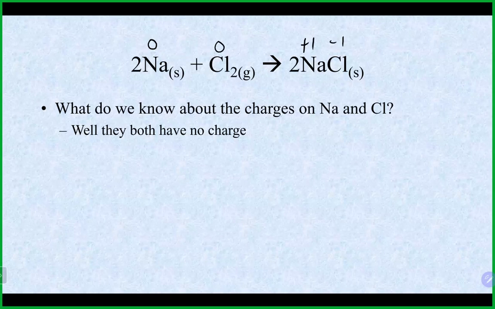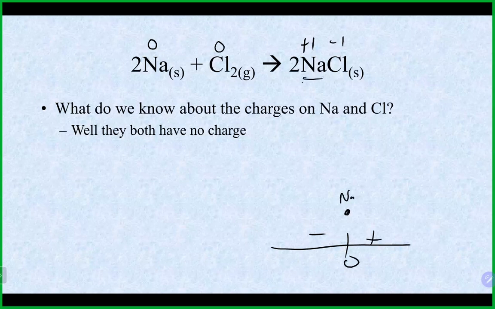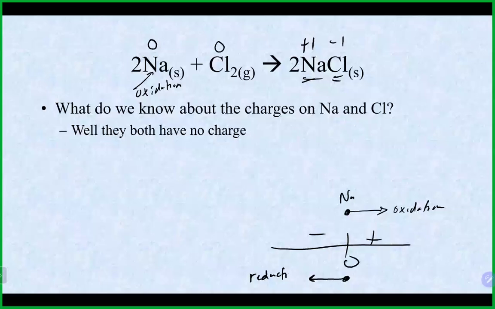And if we did our little number line in this case, we could look at our sodium, and our sodium on the left is starting at 0. On the right-hand side, it is ending at +1, which means it is moving in this direction, becoming more positive, which means the sodium is going through oxidation. The chlorine on the left-hand side is starting at 0. On the right-hand side, ending at -1, which means it is becoming more negative, and it is going through reduction.